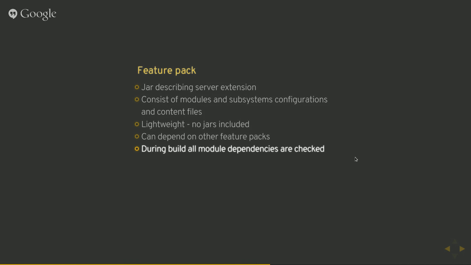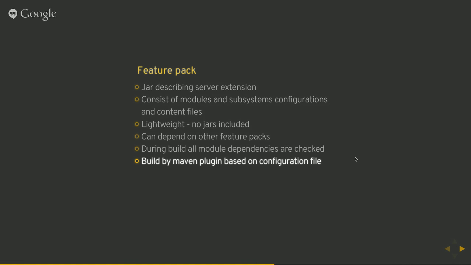During the build of a feature pack, all module dependencies are checked. The build checks whether each module has all its dependencies either in the feature pack itself or in a feature pack that it depends on. If all dependencies are there, then the feature pack is created, using a Maven plugin based on a configuration file.